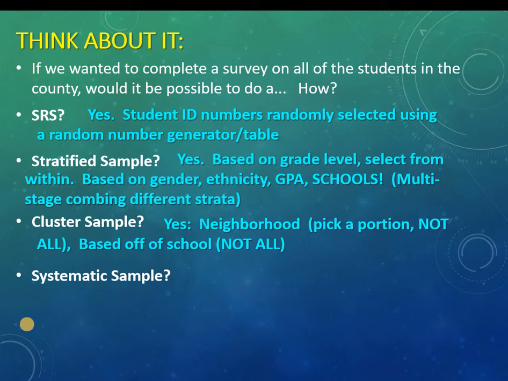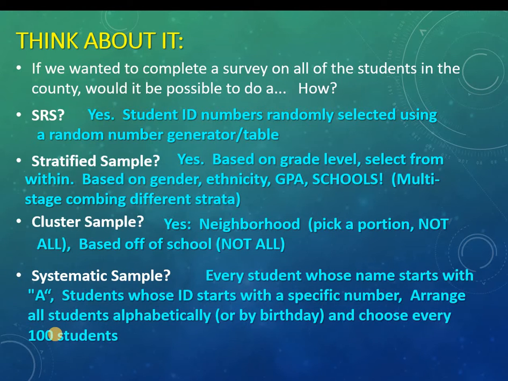Systematic. How could I do a systematic sample for all of the students in the county? Ooh, there you go. Take a look at student IDs. Everybody with odd or even. You can kind of extend on that, right? Anybody whose student ID is divisible by 10, ends in a 0. I want you. Cut it down even more of a fraction. You can arrange all of your student IDs from smallest to largest and take every 60th student ID.